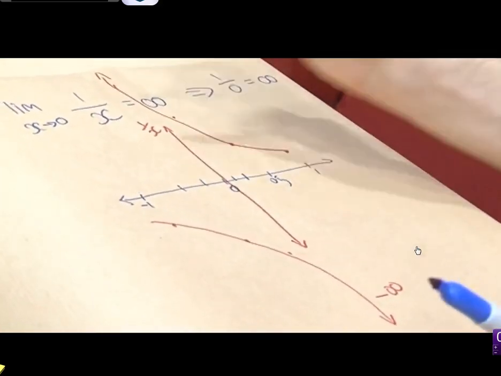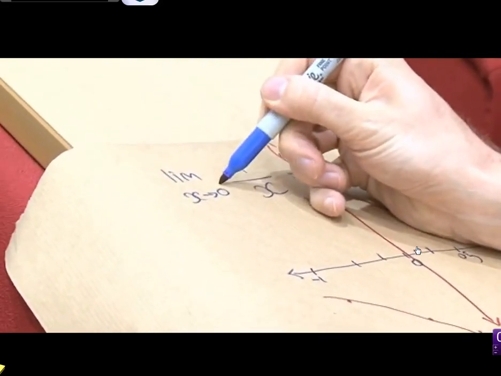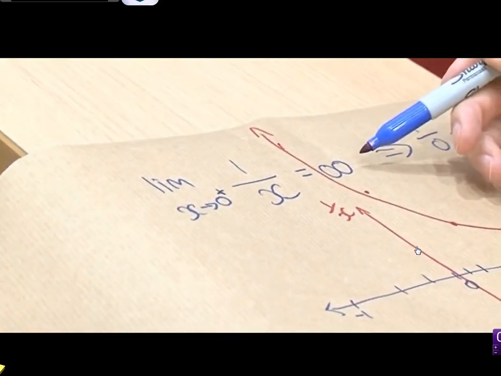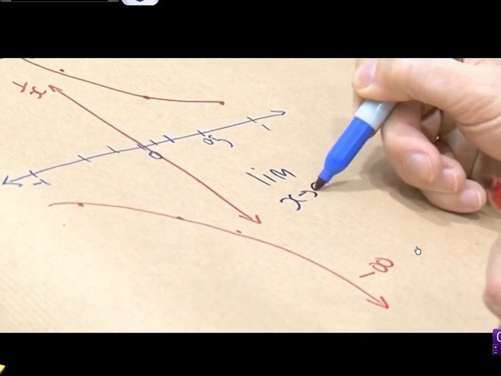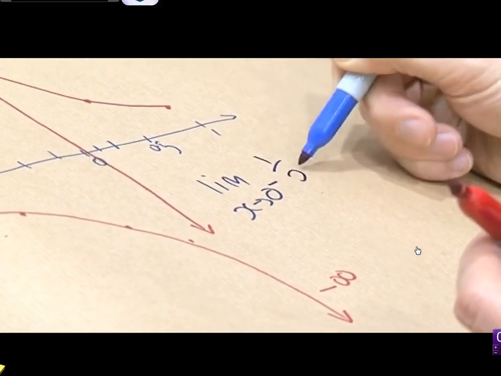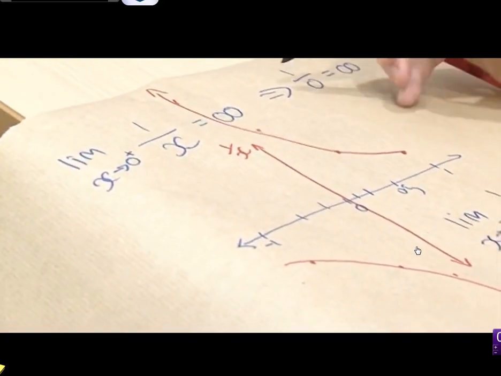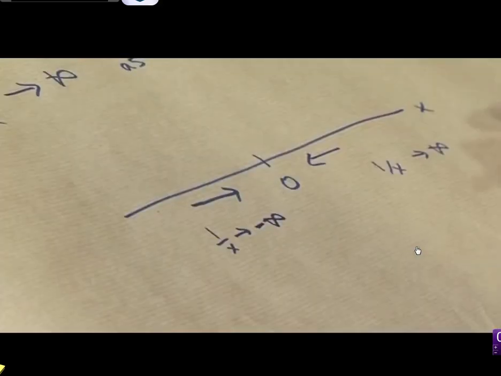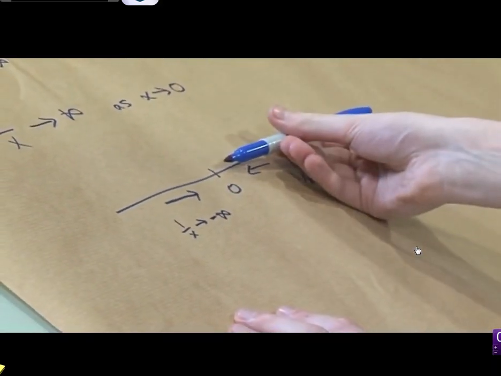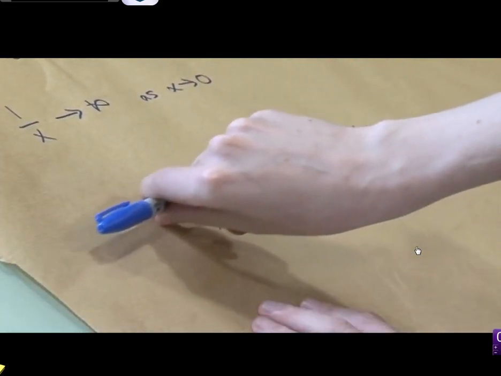Mathematically, what we would say is, the limit as x approaches zero from the positive direction equals positive infinity, and then separately, down here, the limit as x approaches zero from the negative direction of 1 over x equals negative infinity. And these are different, they equal different things. We simply cannot just assume that 1 over 0 equals infinity. If you go to 0 from this direction, it's going off to plus infinity. And if you go to 0 from this direction, it goes off to minus infinity.